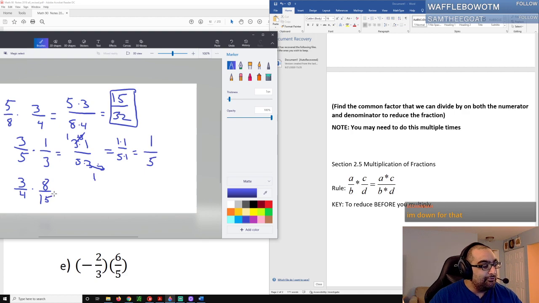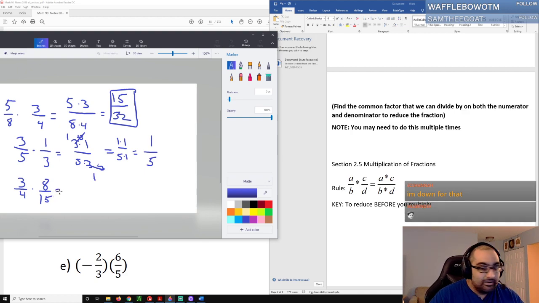Let's do 3/4 times 8/15. Are there any numbers that we can reduce down? Any numbers that we can reduce down here between 3/4 and 8/15?